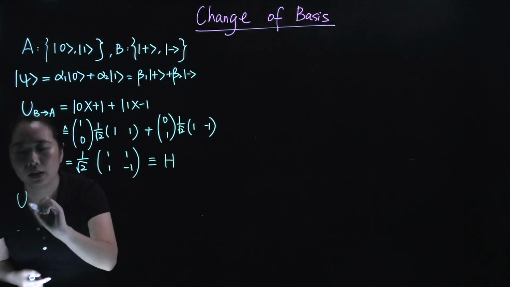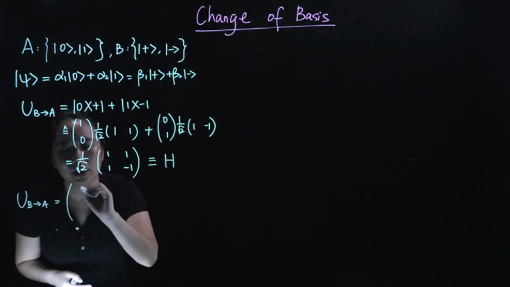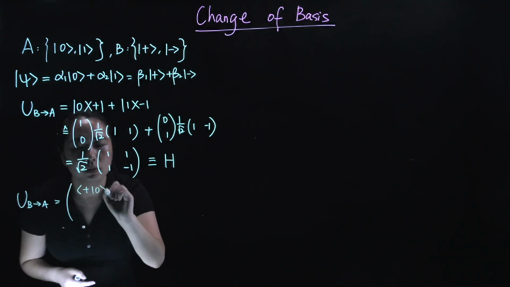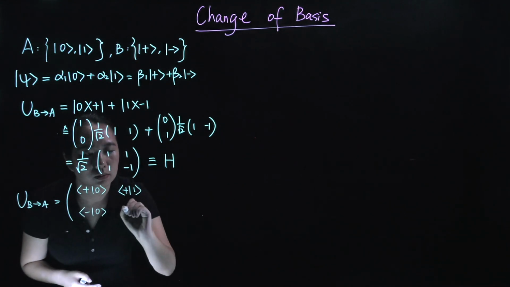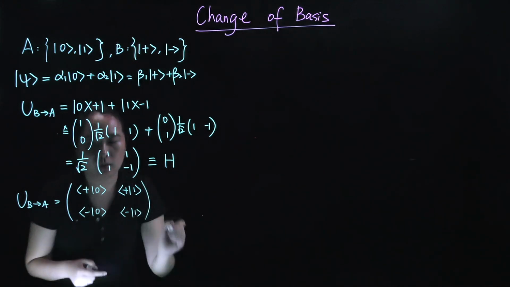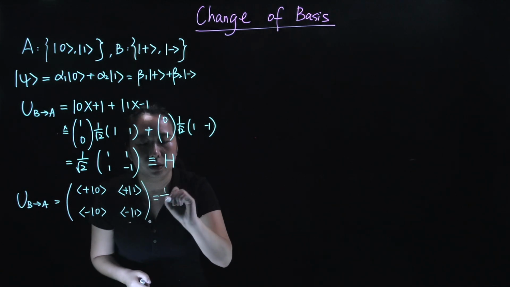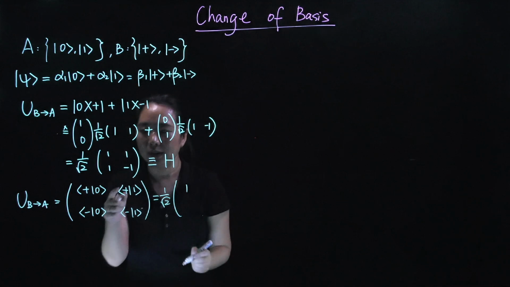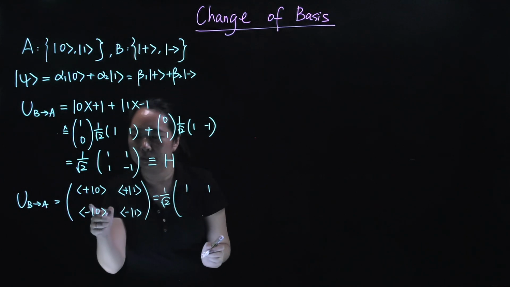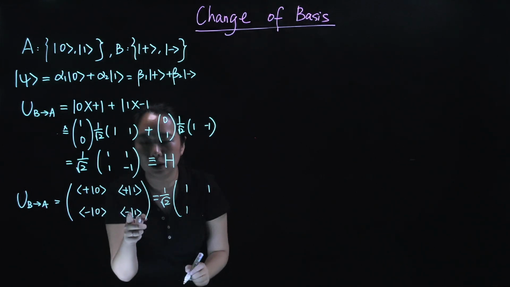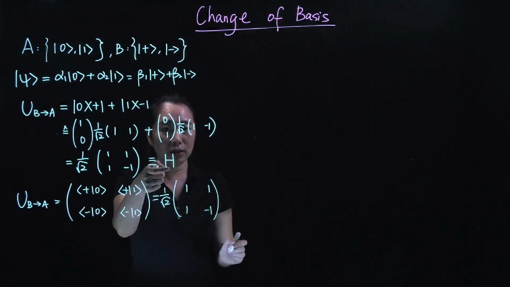We can also work out this matrix with the other form that we have seen previously. That is to say, U from B into A is given by the inner products of plus 0, plus 1, minus 0, minus 1. The inner product of plus and 0 is 1 over square root 2. So we get 1 here. The inner product of plus and 1 is also 1. The inner product of minus and 0 is 1, but the inner product of minus and 1 has a minus sign. So this is again the Hadamard matrix.